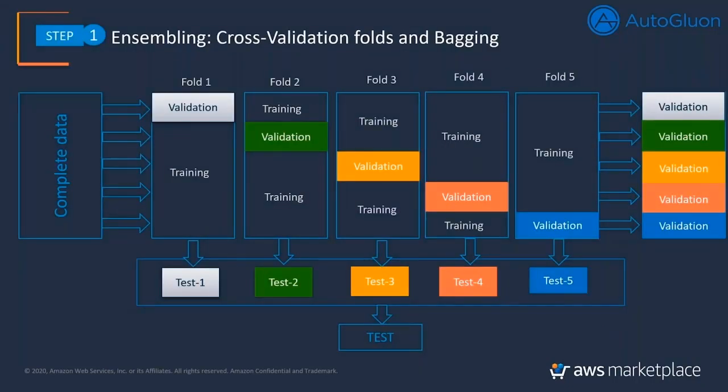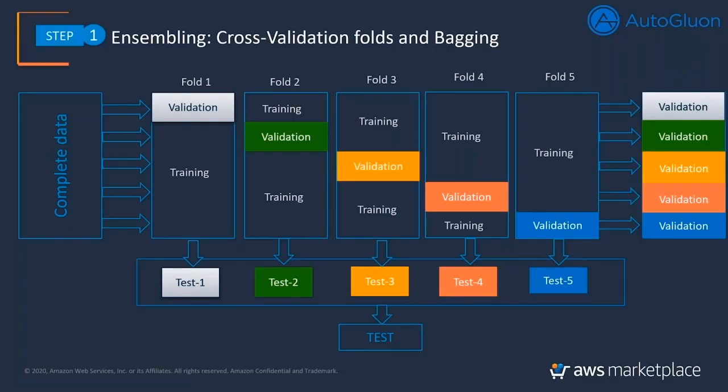So let's talk a little bit about the exact ensembling technique. We ensemble through cross-validation folds and bagging. Think of your test data as something completely out of the scope of this slide for the most part, except at the very bottom. Let's talk about your training data. You do not send AutoGluon validation data, instead AutoGluon determines the validation data itself. How it does this is that it will train multiple models of the same type with the same hyperparameters, just with different subsamples of the training data.